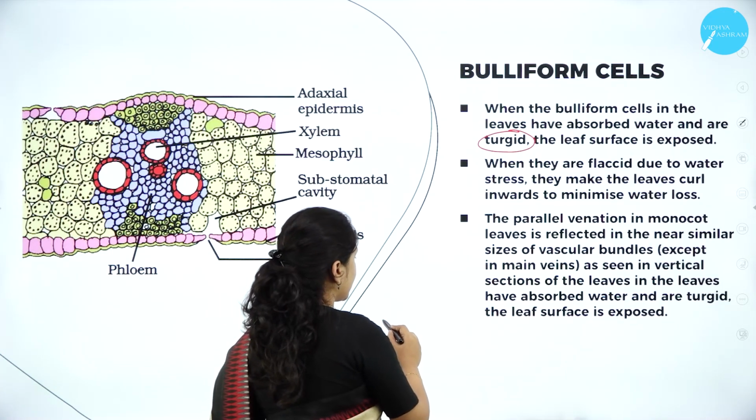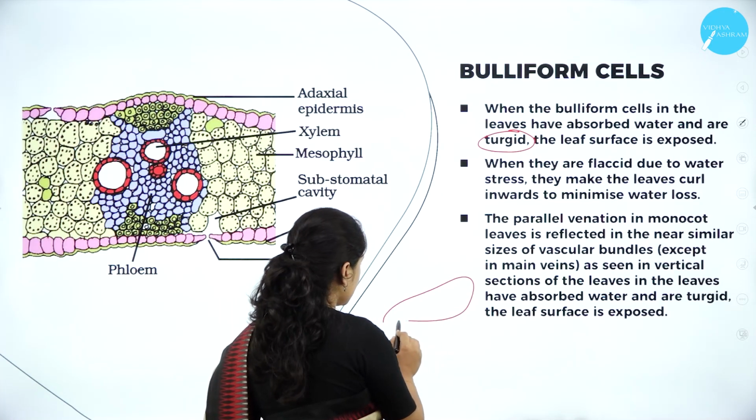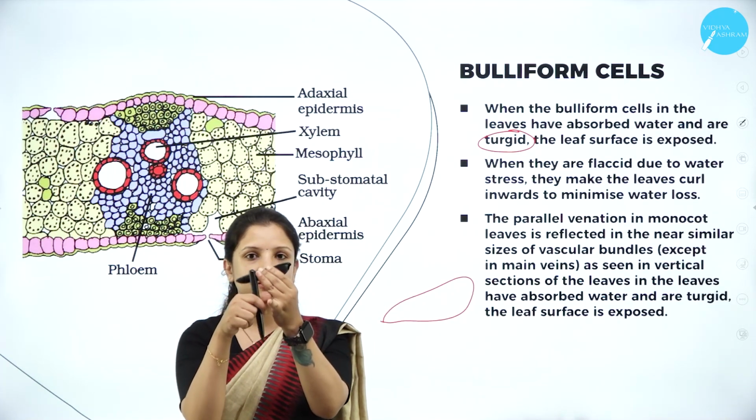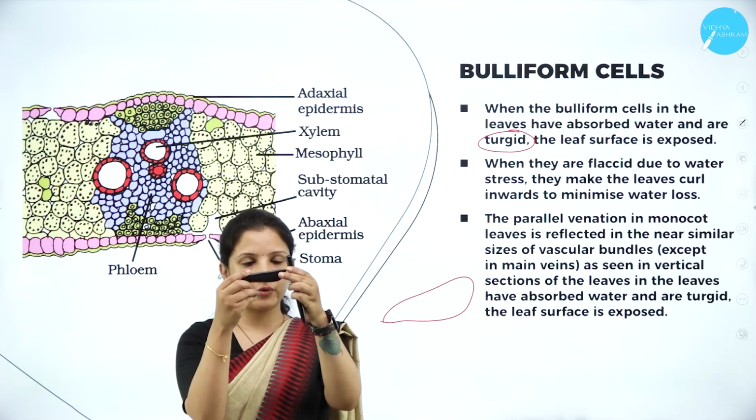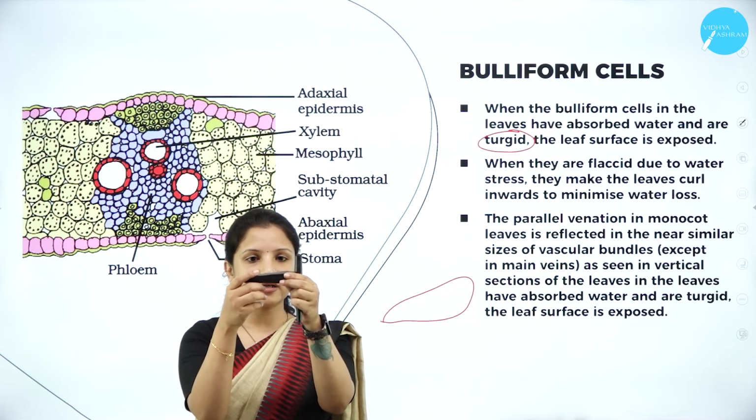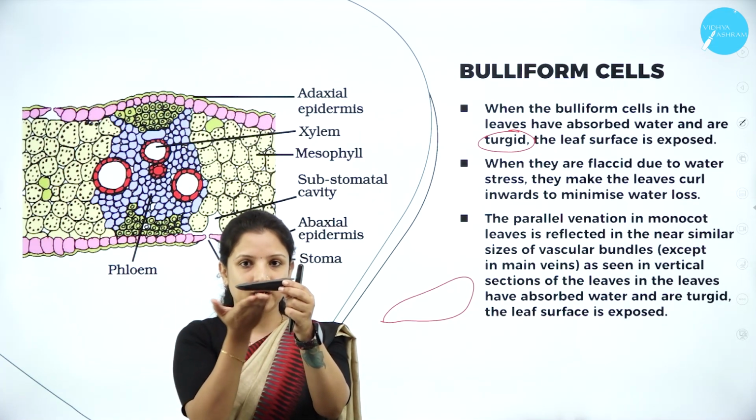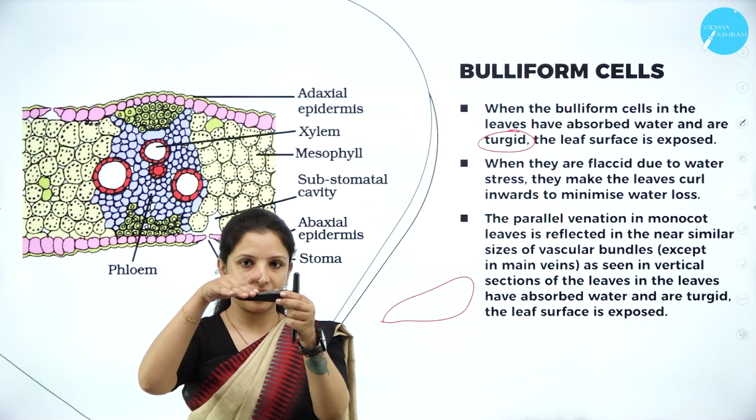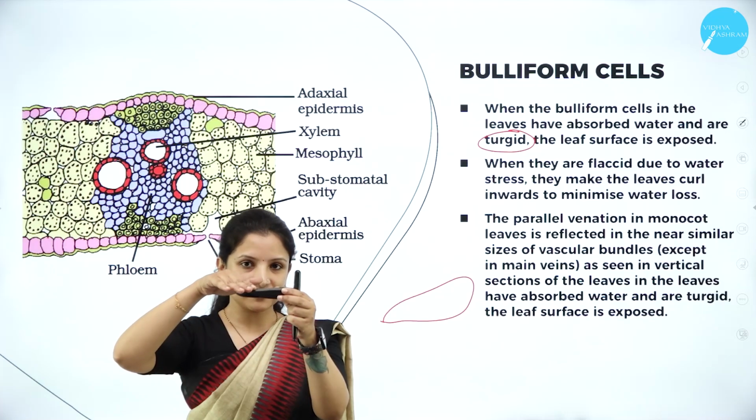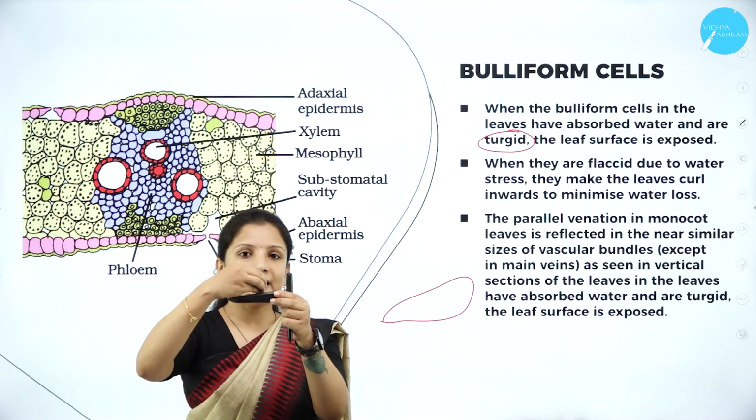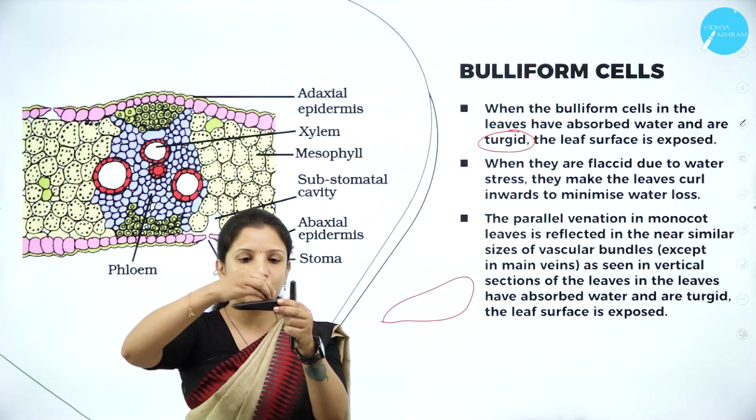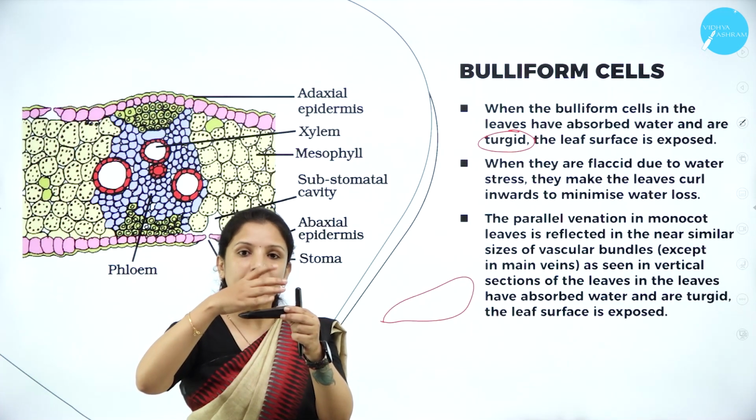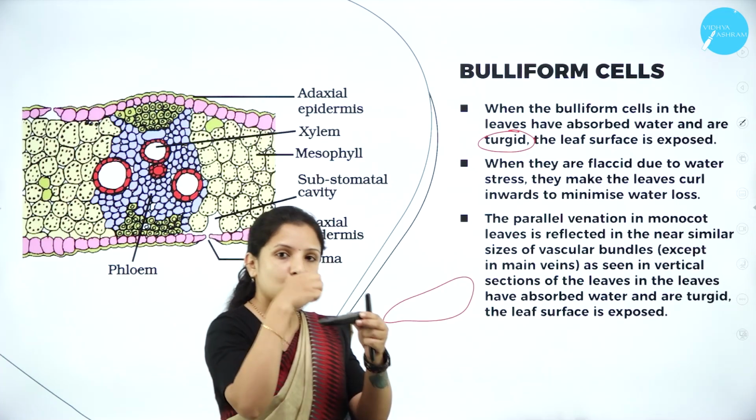So where are they present? If this is a leaf, imagine this is a leaf in a plant or a twig like this. The entire upper epidermis is there, the lower epidermis is there, whereas the bulliform cells are present in the upper epidermis. When the bulliform cells absorb water, the leaves will widen up like this. Why will it widen up? Because the bulliform cells are swelling, they are becoming turgid. So they will store water.